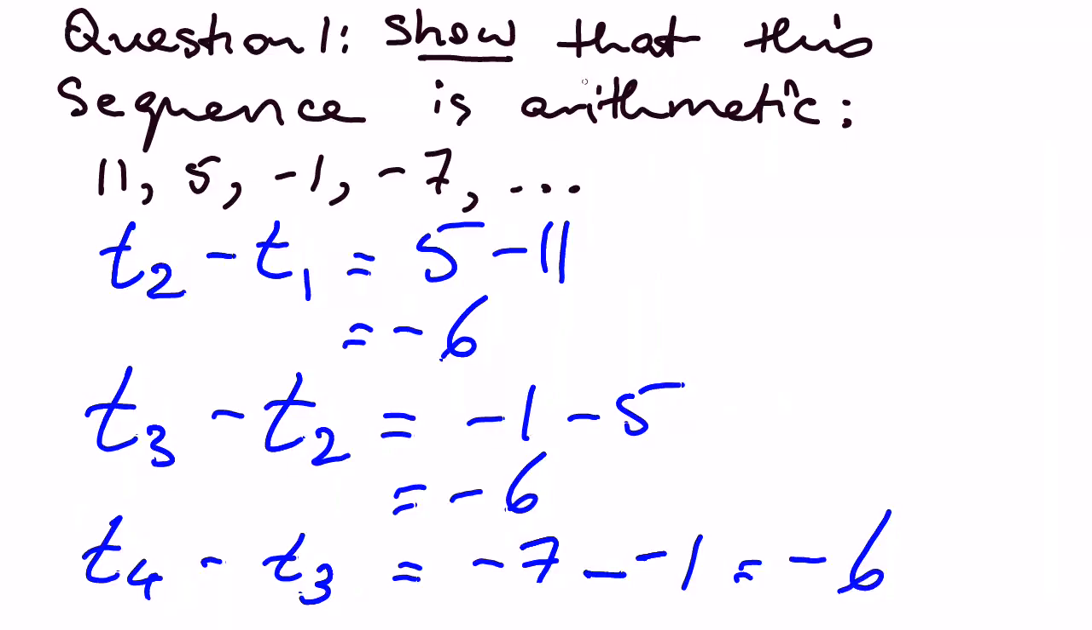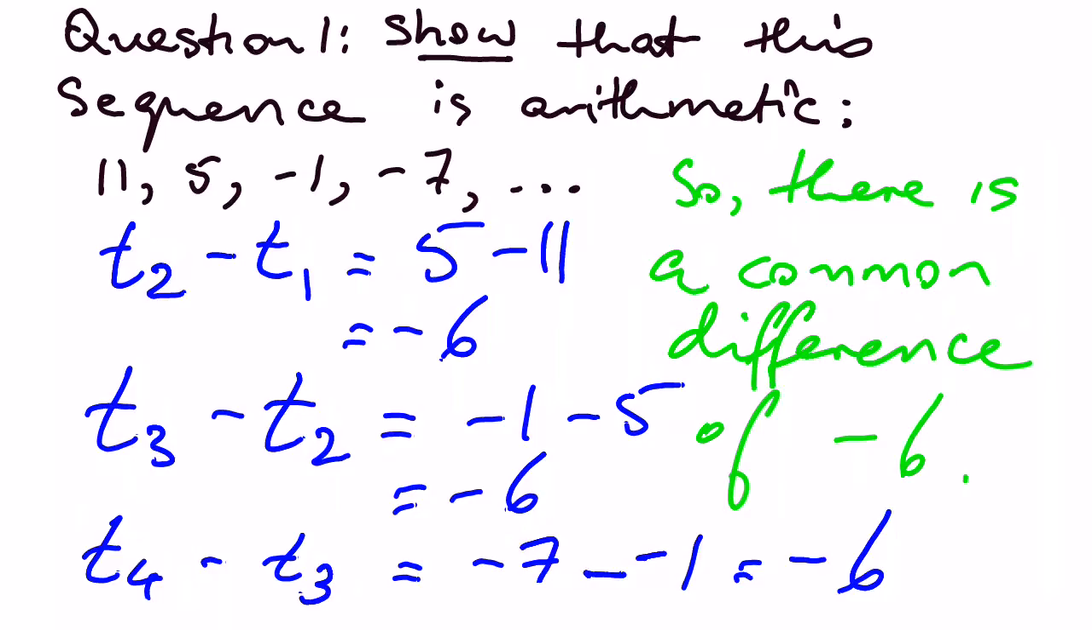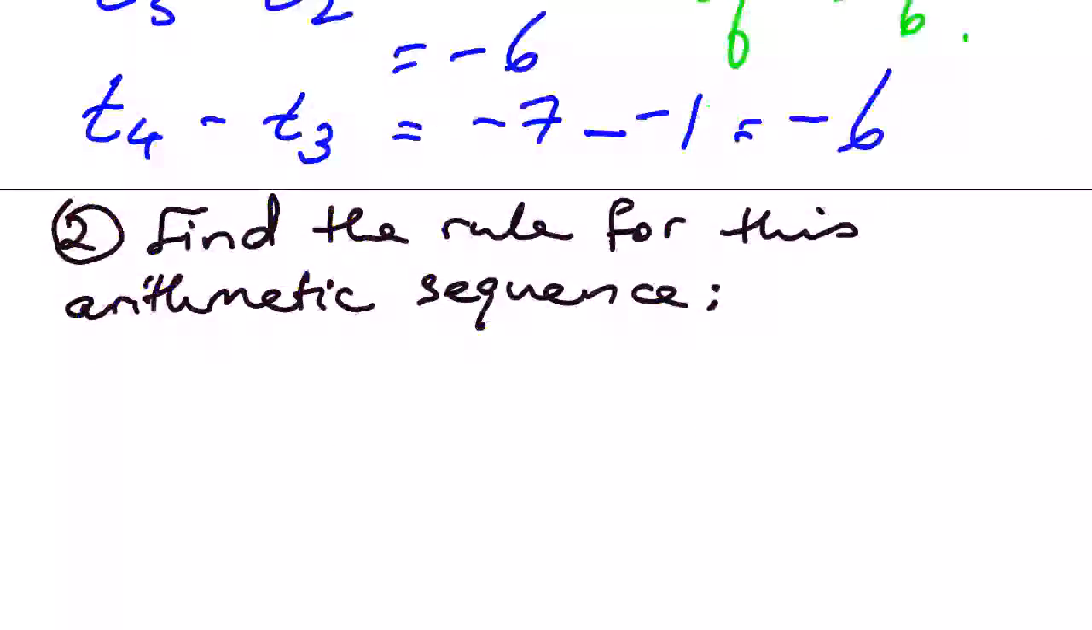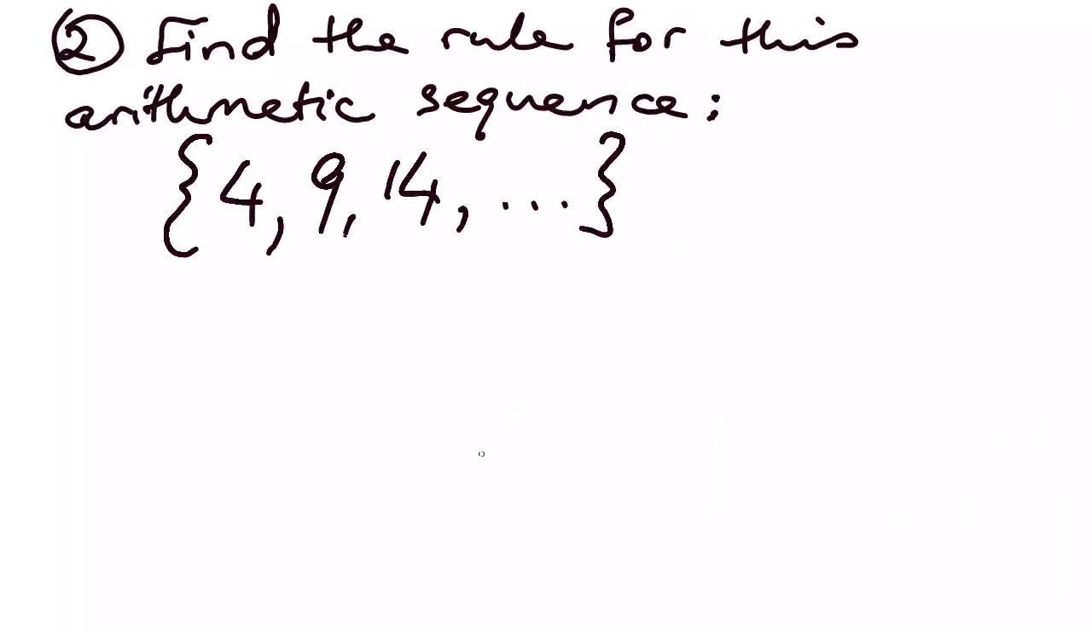So there is a common difference of negative 6, and therefore it is arithmetic. Okay, next question. Find the rule for this arithmetic sequence. Oh, and I haven't written the sequence. Let's do it now. There's my sequence.